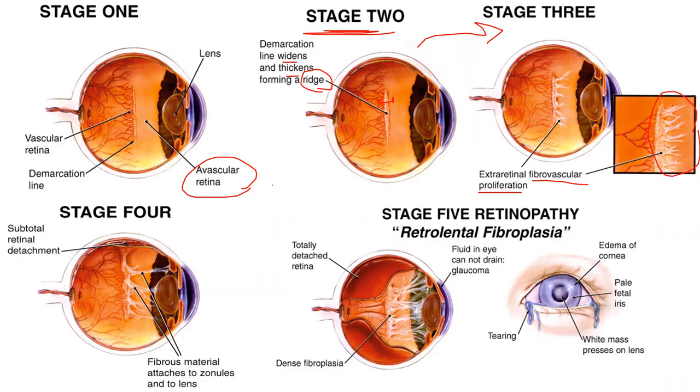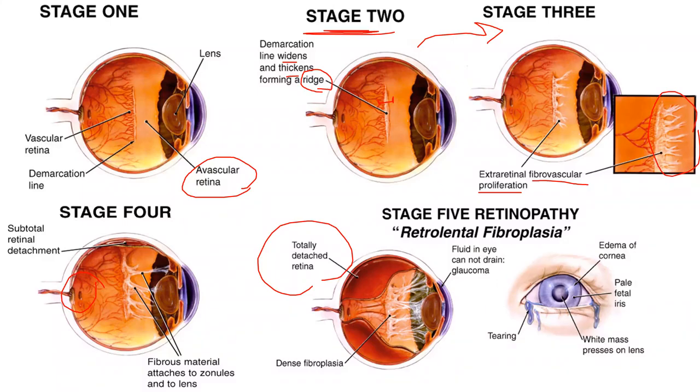Stage 4 is when the fibrous tissue starts to contract, and this contraction of the fibrovascular tissue will cause retinal detachment. But this retinal detachment is subtotal or extrafoveal, so it doesn't involve the fovea yet. The macula is still attached, but there is a subtotal retinal detachment. If this involves the fovea, or if there is a total retinal detachment, then this is called stage 5. Stage 5 retinopathy of prematurity, or retrolental fibrodysplasia.